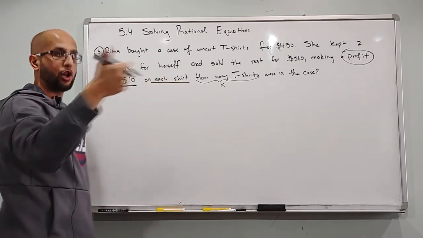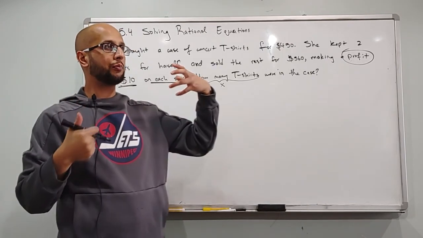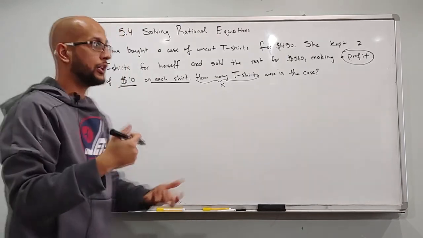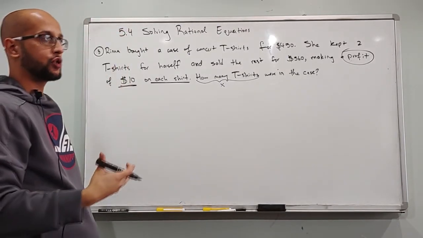So what I can say is, how do you find profit per shirt? It would be the cost that each shirt was bought for and the cost that each shirt was sold for, and their relationship is a profit of $10. So if there's a profit, that means the revenue, the amount that you sell for, is higher than the amount that you bought it for.